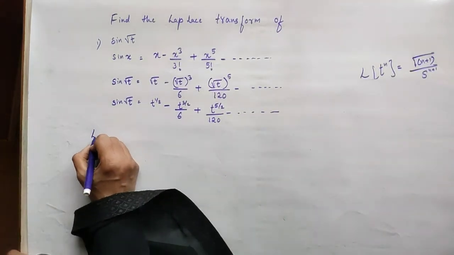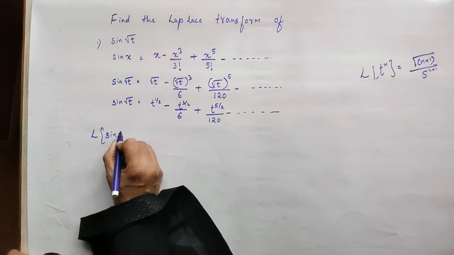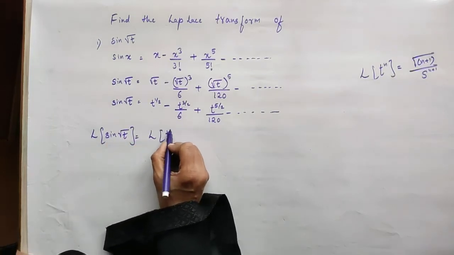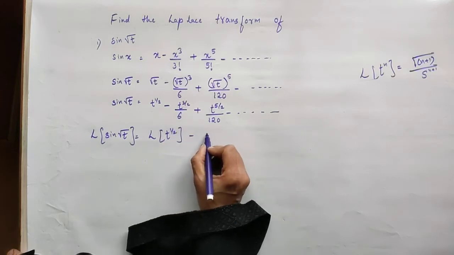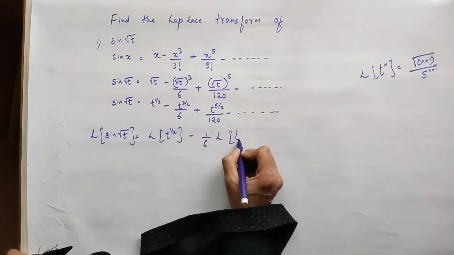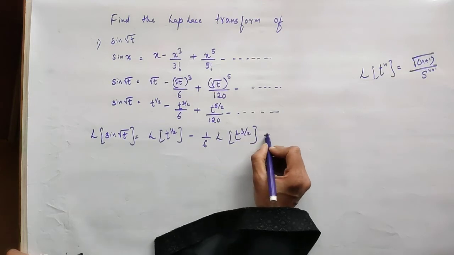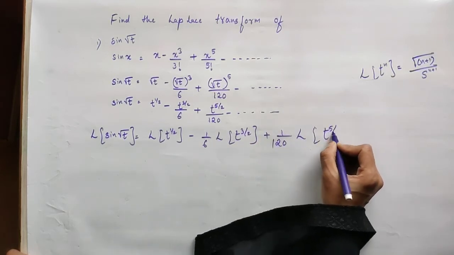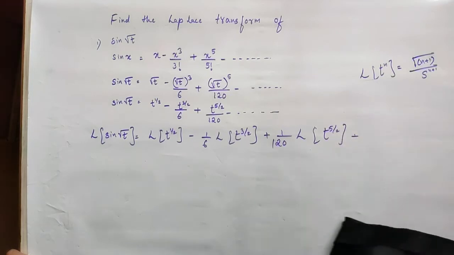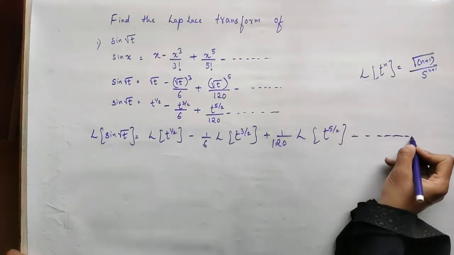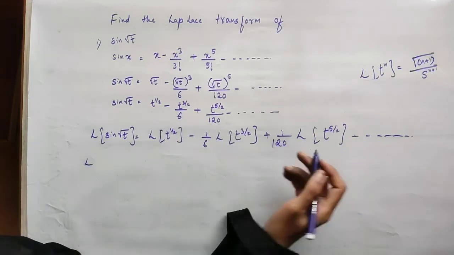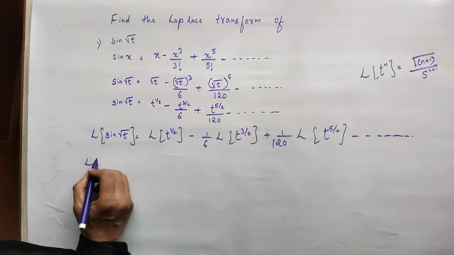Now I want to work out the Laplace transform of sine root t, which is equal to the Laplace transform of t to the power half, minus 1 by 6 outside, the Laplace transform of t to the power 3 by 2, plus 1 by 120 outside, the Laplace transform of t to the power 5 by 2, and it continues so on. First I have to work out all of these individually and then substitute back in this expansion.